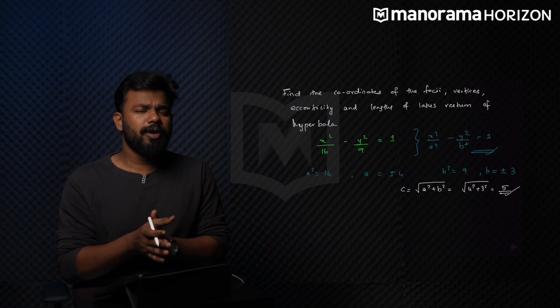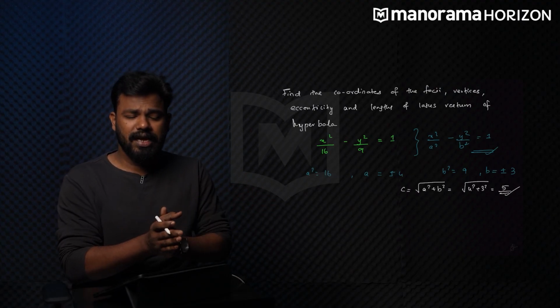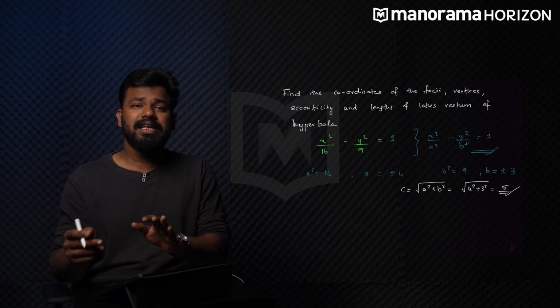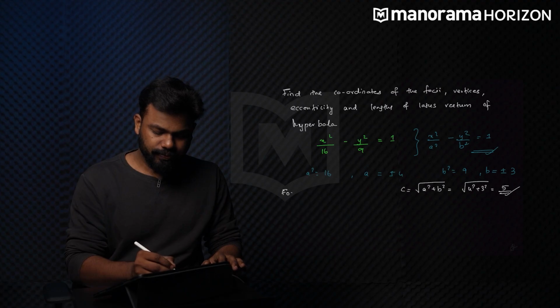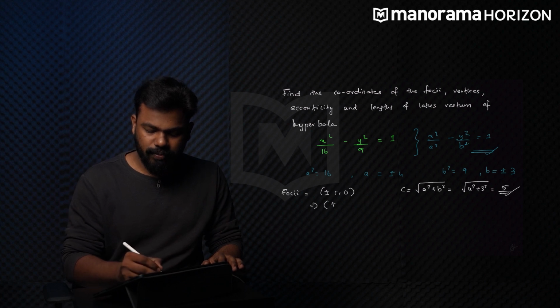Since this hyperbola has the foci on the x-axis, or the transverse axis, the foci will be plus or minus c comma 0. And what is that c? It is 5. So the foci will be plus or minus 5 comma 0.